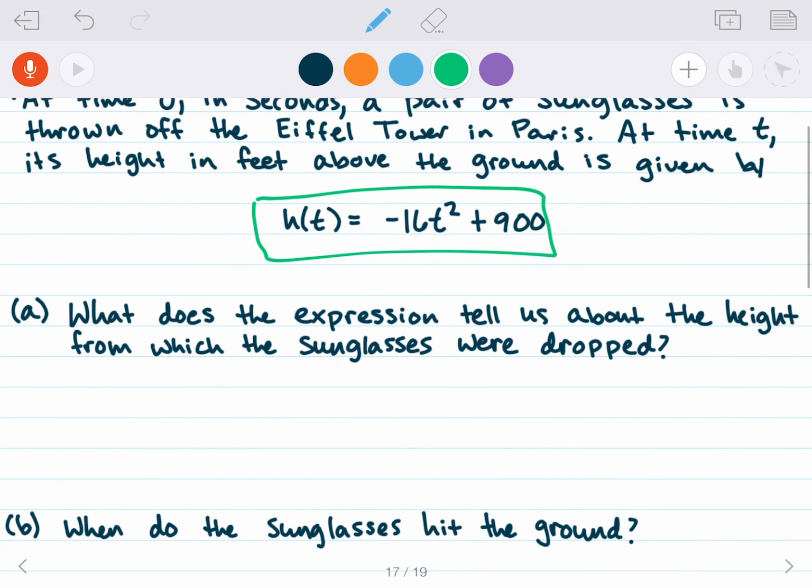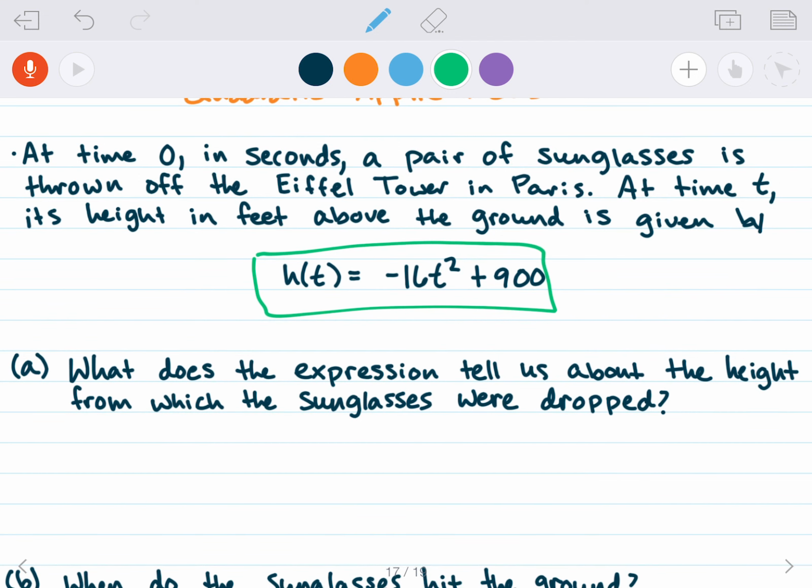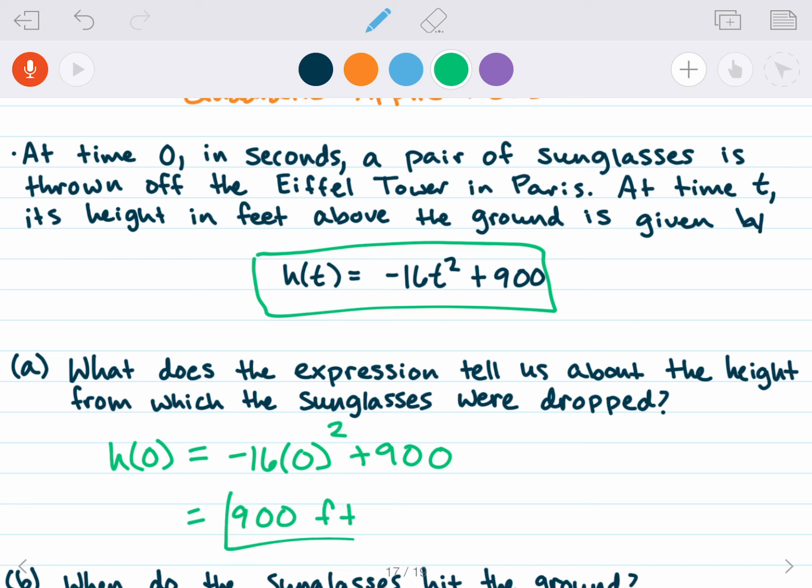So the first part of this question says, what does the expression tell us about the height from which the sunglasses were dropped? Well, at time 0, the sunglasses are at the height that they're dropped, right? So what we're trying to figure out is what is the height when time equals 0, aka what is h of 0? So when we plug in 0 for t, time, we get -16 times 0 squared plus 900, and that -16 times 0 clears, and we're just left with 900 feet. So we know that it starts at 900 feet.